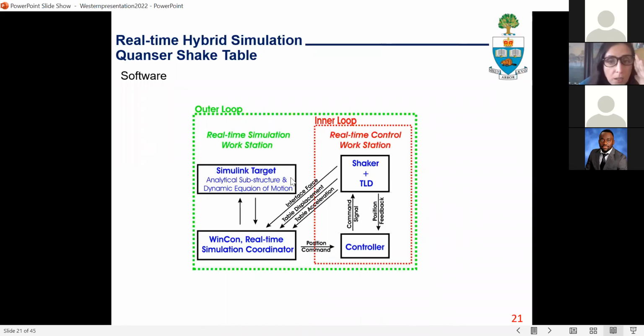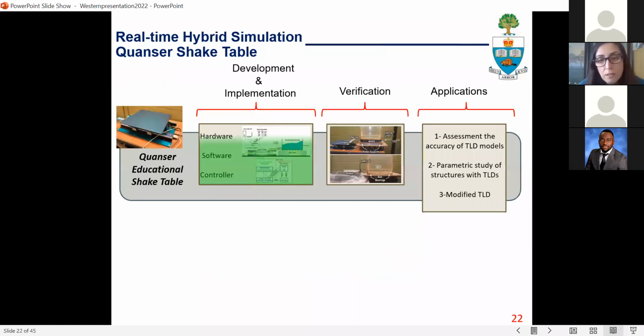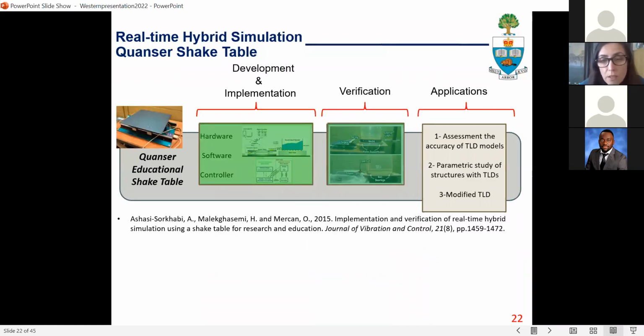outer loop with the inner loop. And we also introduced some compensators to improve the controller, because in real-time hybrid simulation, accurate tracking of the command signals is very important for the accuracy and stability of the overall test result. So we published the implementation and verification as a journal paper, so that other institutions that have a similar shake table can use real-time hybrid simulation.